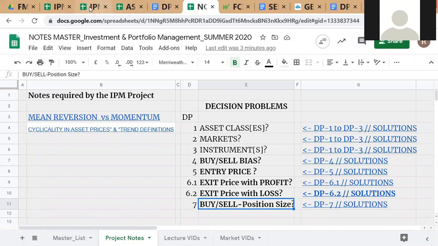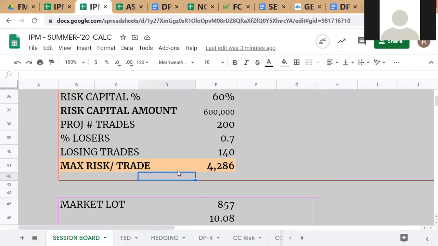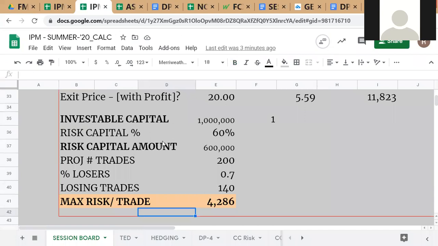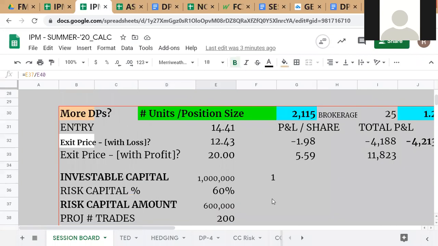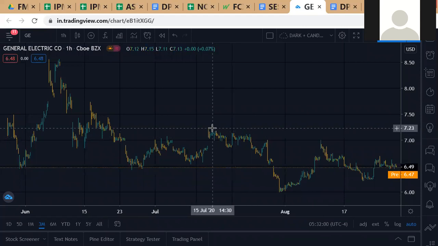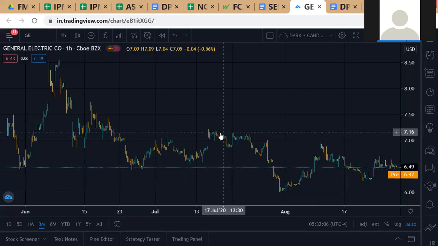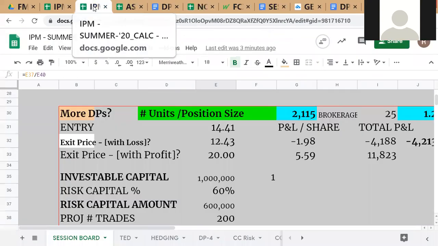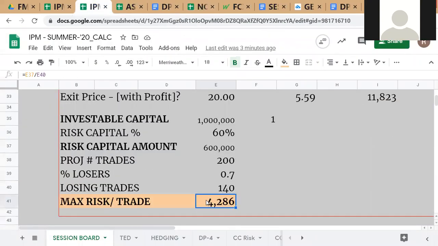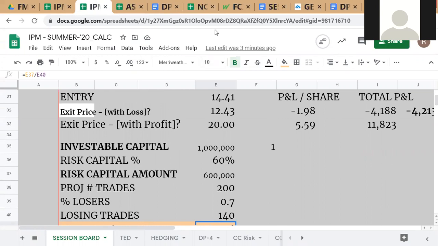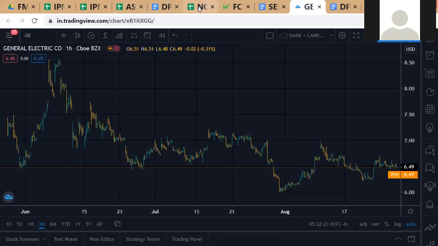So I go back to my calculations. I see my investable capital. This capital I take as 600,000. I projected this many. Maximum risk for trade is this 4286. So if my entry price is 649 and my exit is going to be 7.23, exit with loss. So 649 to 7.23 is the loss per share projection. Also add in the commission cost, divide 4286 by loss per share, and I've solved. Now you see I solved all my problems.